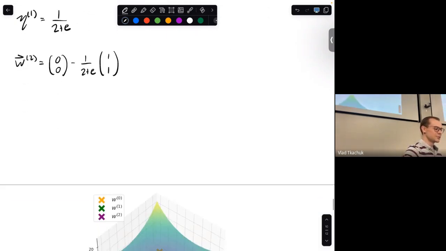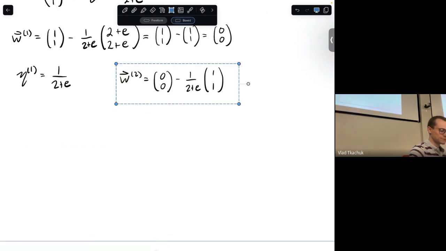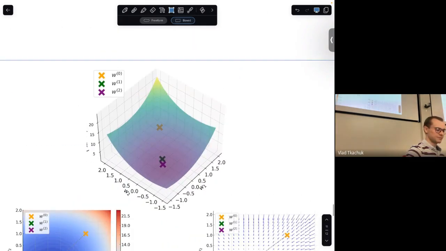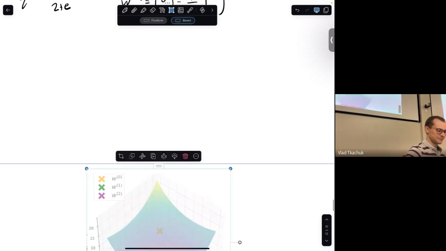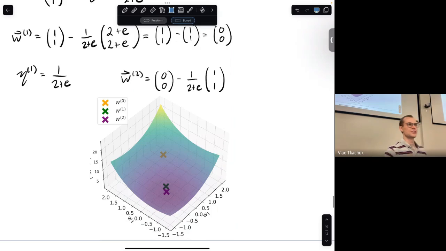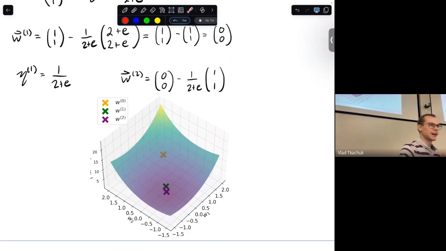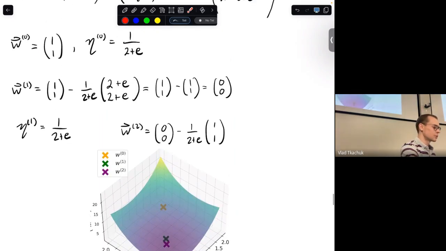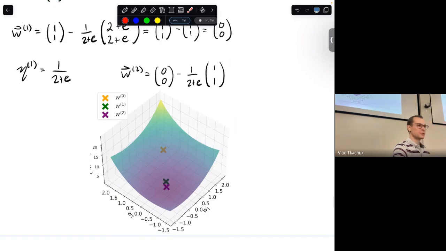Okay, so visually, what does this look like? Here's the 3D visualization of what happened. I'll give you some 2D ones in a second to also interpret this, but we start with this one. W0 is here, and it was (1, 1). It's a 3D plot, so it's curved up, and since this thing is curved up, it doesn't look quite like (1, 1). But anyways, this is at (1, 1).